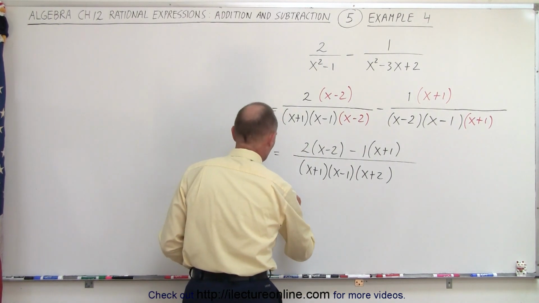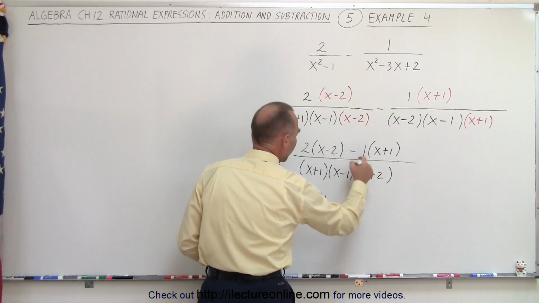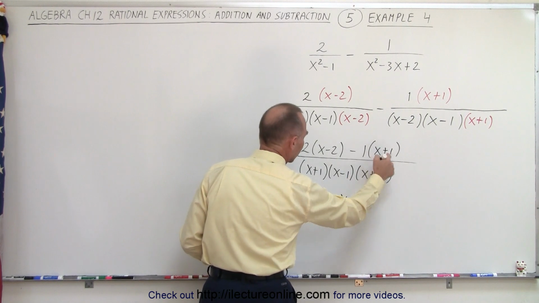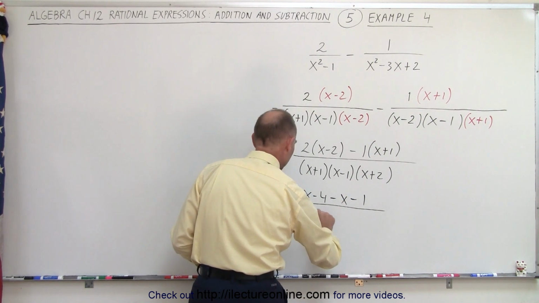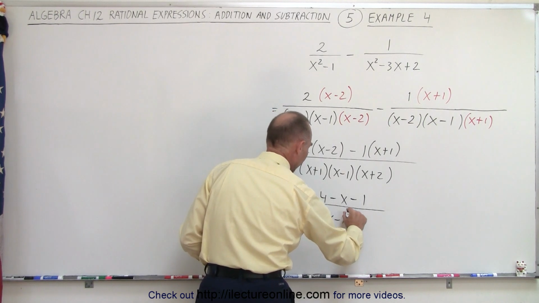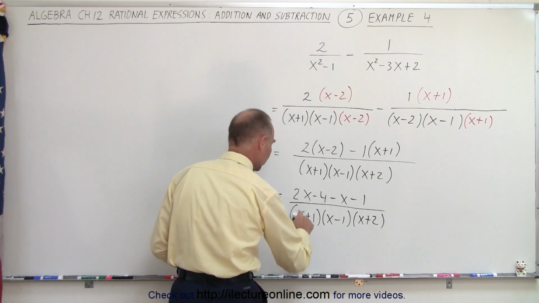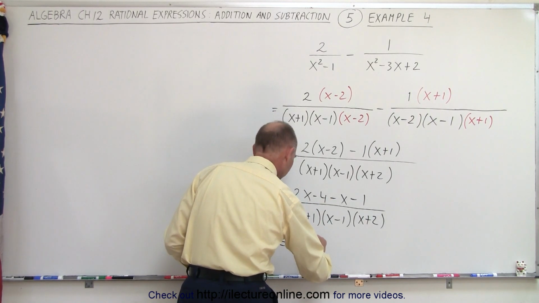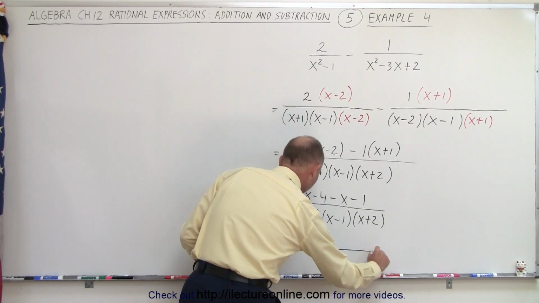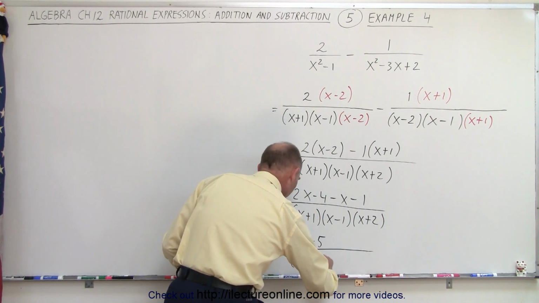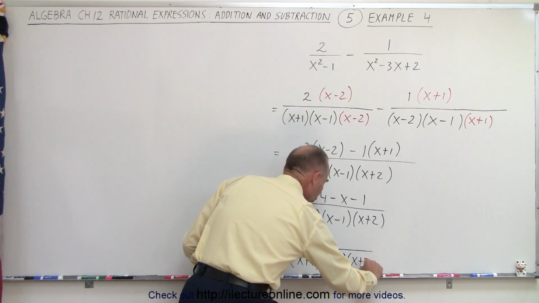Let's try it. So this becomes 2x minus 4 minus 1x and minus 1, all divided by the same common denominator, x plus 1, x minus 1, x minus 2. Now collecting common terms, we have a 2x minus x, which is x, and a minus 4 minus 1, which is a minus 5, all divided by x plus 1, x minus 1, and x minus 2.